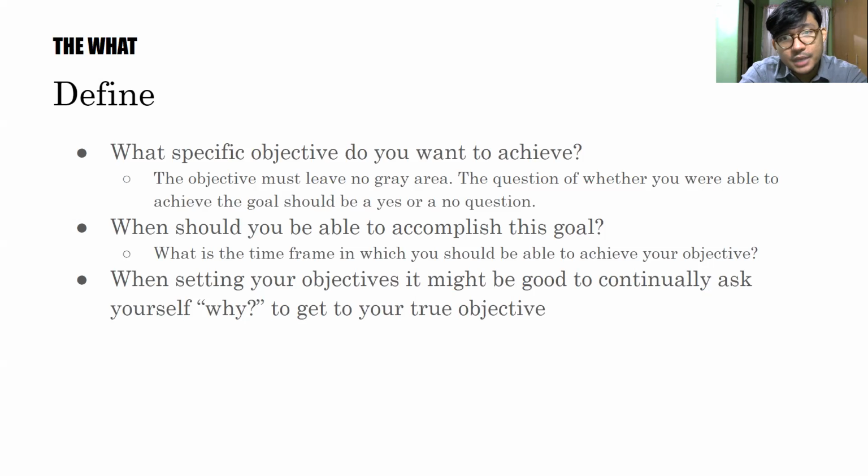Next is, when should you be able to accomplish this goal? A time frame is also very important. A goal can basically always be achieved if your time frame is like forever, right? So what's important is that you're able to achieve these goals in a specific time frame that is relevant for you. So when setting your objective, it might be good to continually ask yourself why. Let's say, why or what does it look like? These are good questions to ask yourself. So being healthy: why do I want to be healthy?